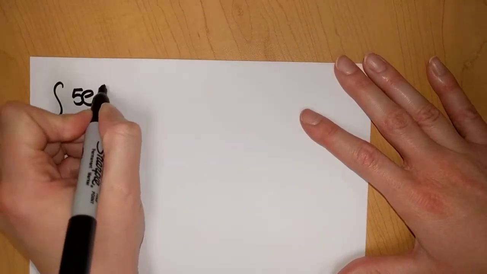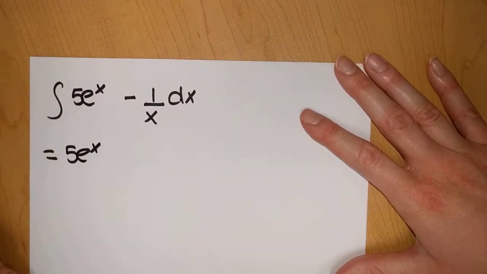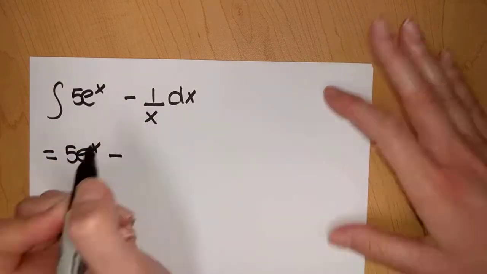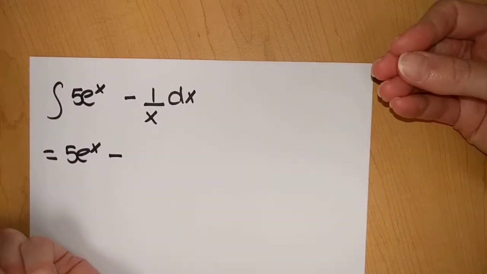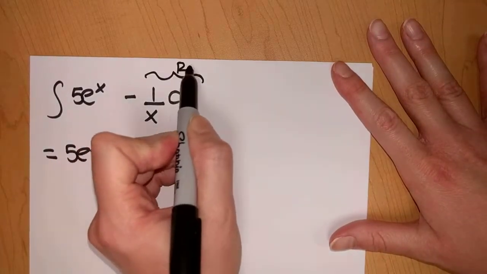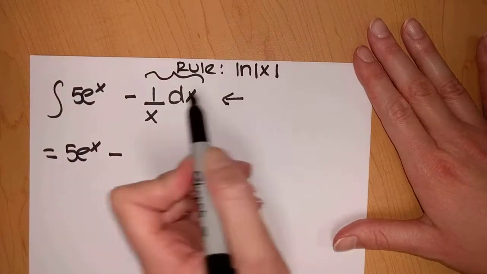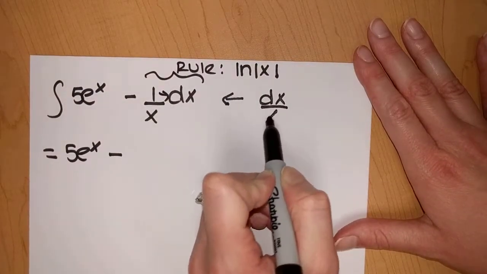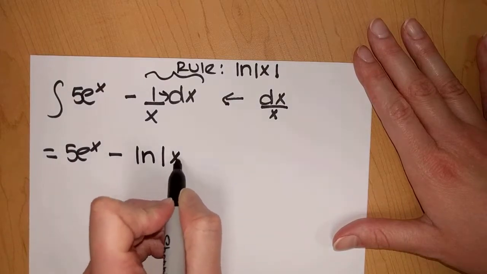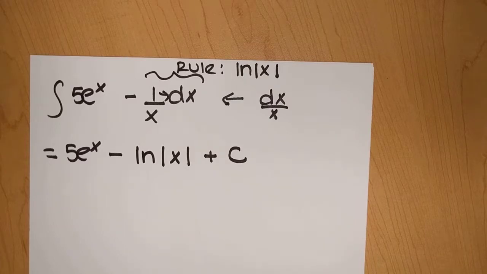Okay, so just to rewrite it so we're not so discombobulated, the 5e to the x becomes 5e to the x. The minus 1 over x, that again, when you were to rewrite it, gives you a 0 in the denominator. That tells you you are on the wrong path. This is the rule that says that it's natural log absolute value x, because we could write this, if we multiply straight across, as dx over x. So that will just become natural log absolute value x, and then our plus c. And that should be our final answer. There isn't any further simplification to do.